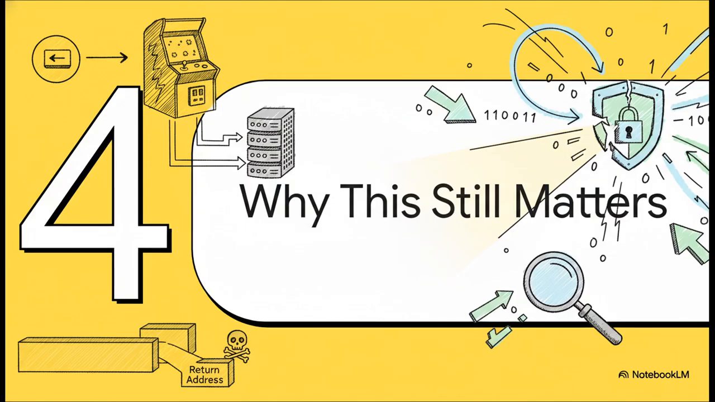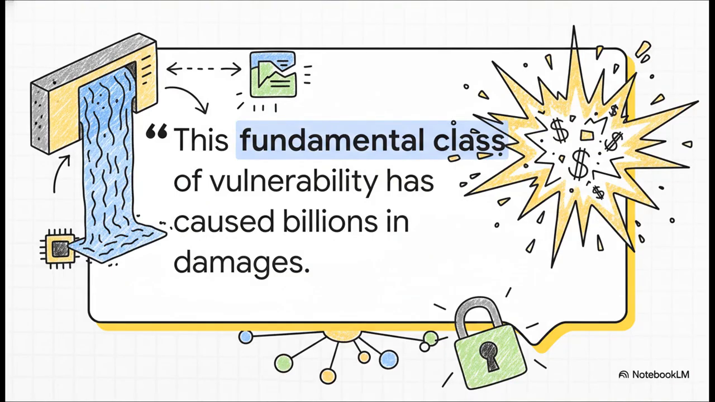Well, let me tell you. The principle behind this exploit is just as relevant now as it ever was, maybe even more so. And I am not exaggerating here. This exact class of vulnerability, overflowing a buffer to hijack a program's flow, is responsible for some of the most infamous, most damaging hacks in history. We're talking billions in damages. It's a truly fundamental flaw in how we as developers handle memory.